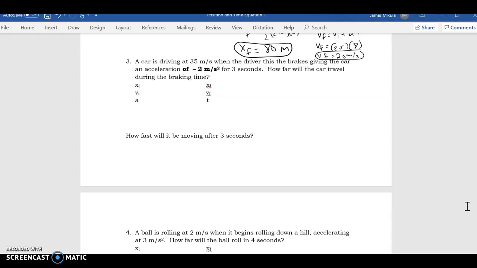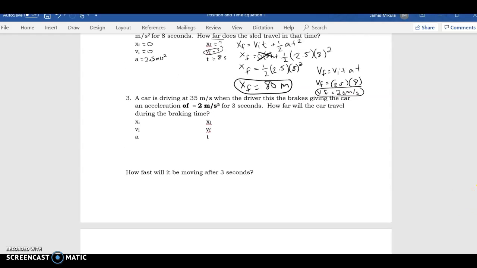Okay. Number 3 says a car is driving at 35 meters per second. So that's going to be the initial velocity when the driver, I think that's supposed to say hits the brakes, giving the car an acceleration of negative 2.5. So we're going in the opposite direction for acceleration because we're technically decelerating for 3 seconds. How far will the car travel during braking time? So I want to know its final position after it brakes. I'm going to say the initial velocity was 35 meters per second, and I'm going to give him the initial position of 0 meters just to make it easy on myself.